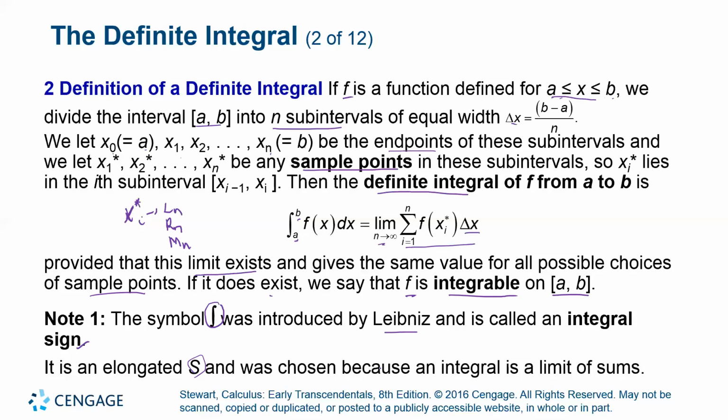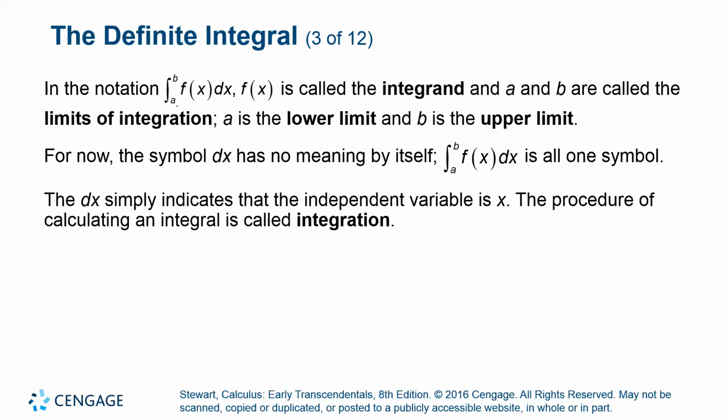That's the integral sign, and an integral is a limit of sums. Now the notation, the integral with limits a to b of f of x with respect to x: f of x is called the integrand, and a and b are the limits of integration. Here we call a the lower limit and b the upper limit. So for now, the symbol dx has no meaning by itself.